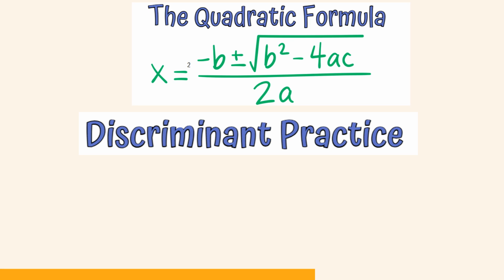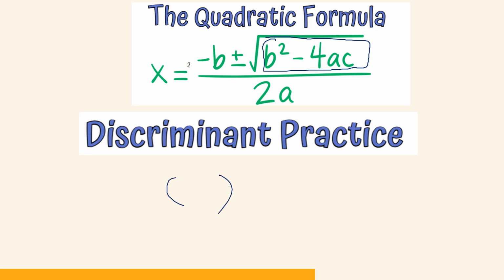So let's start off by figuring out how to get the discriminant. Because if you get the discriminant, it's going to be super easy. And once again, your discriminant is this right here. It's b squared minus 4 times a times c.